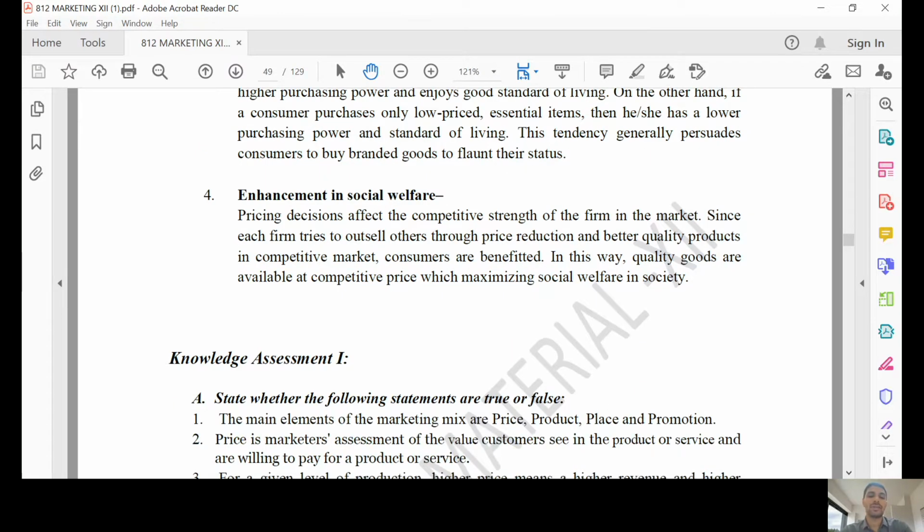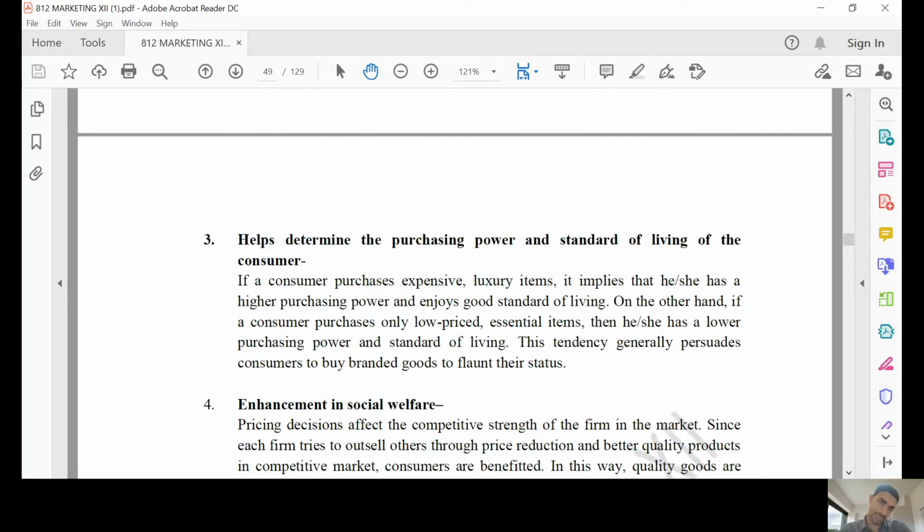So, enhancement in social welfare. Pricing decisions affect the competitive strength of the firm in the market, since each firm tries to outsell others through price reduction and better quality products in a competitive market. Consumers are benefited. So companies are competing on the basis of price. Ultimately, who is benefiting? Here it is the customer. If Flipkart is giving the offer, Amazon also will give the offer. Both of them will reduce the price. Ultimately, there is social welfare. Ultimately, the customers are benefited.